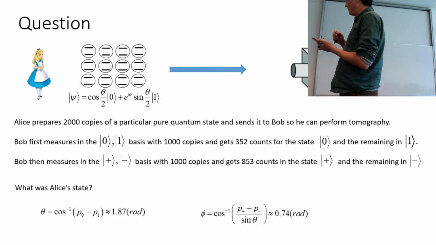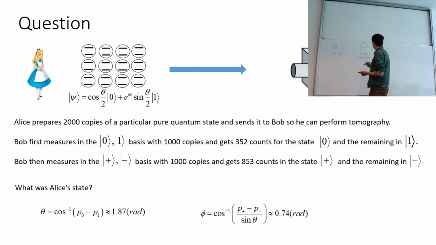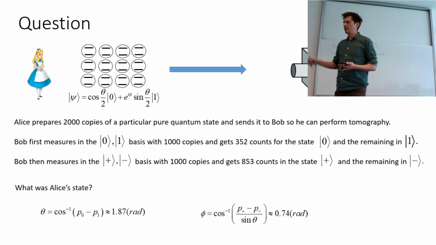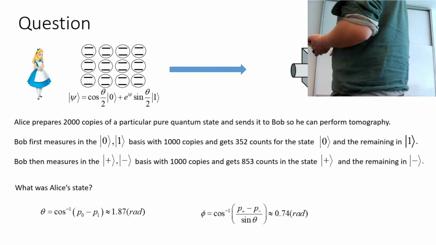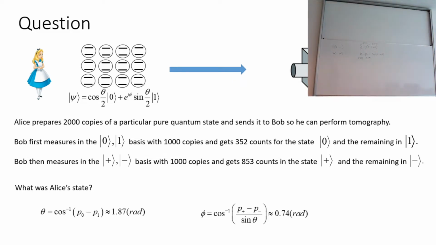1.87 radians. And for the second one, P plus is 0.853, and P minus is 0.147. And then divide by sine of the angle. You get 74? Okay, that's good. That's a relief. I didn't mess up this calculation.